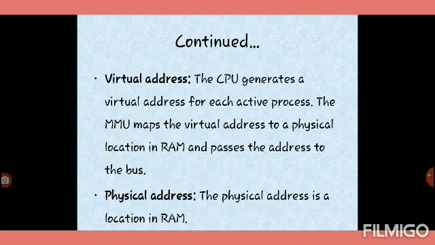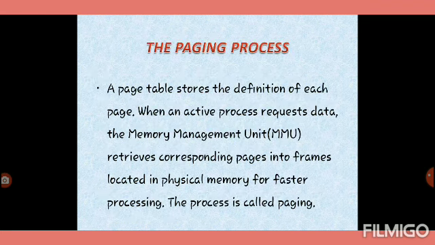Then we see the virtual address. An address in the virtual memory is called a virtual address. Virtual memory is illusionary memory, as I said. Then the physical address: it is the address in the physical memory, the main memory or the RAM of the computer. That's all about paging.